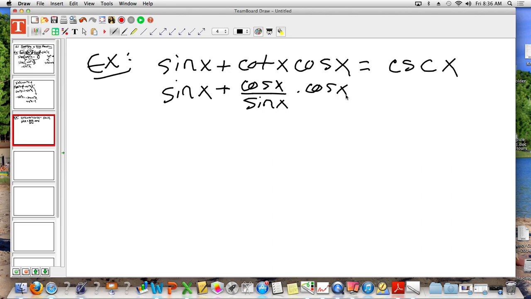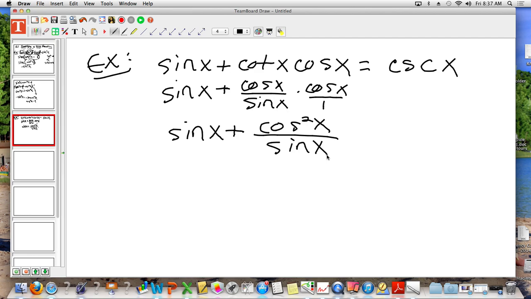All right, one more step. More than one more step, but let's clean this up a little bit more. If you have the cosine over the sine and you're multiplying it by the cosine of x, that's like multiplying by the cosine of x over 1. You're multiplying fractions. What is the cosine times the cosine? Cosine squared. Cosine squared of x divided by, what is the sine of x times 1? The sine of x. We have the sine of x.